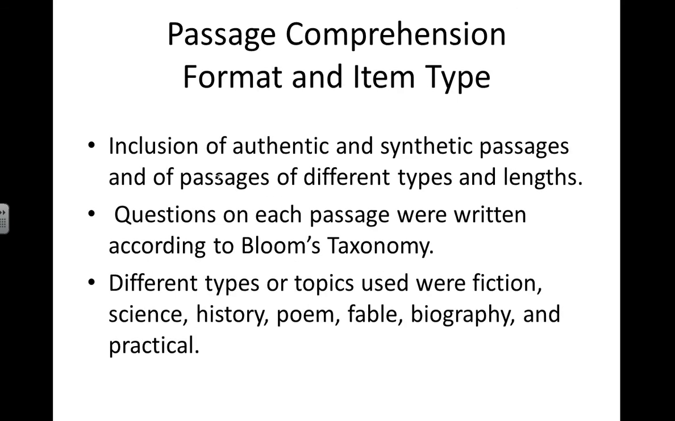The blueprint for this subtest specified a plan both for the passages included at each grade level and for the items written to go with each passage. For example, passage origin. This plan called for the inclusion of both authentic and synthetic passages and of passages of different types and lengths. Remember, an authentic passage is an excerpt from a piece of published literature. Synthetic passages are those written specifically for the test content and are not part of the world of published literature.